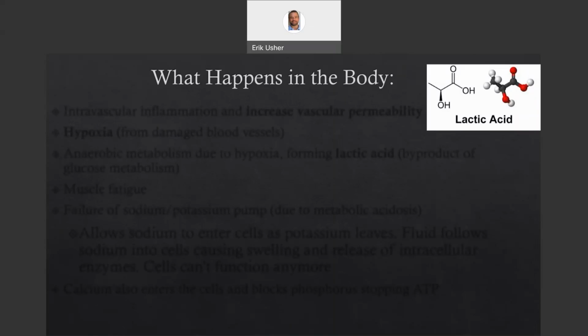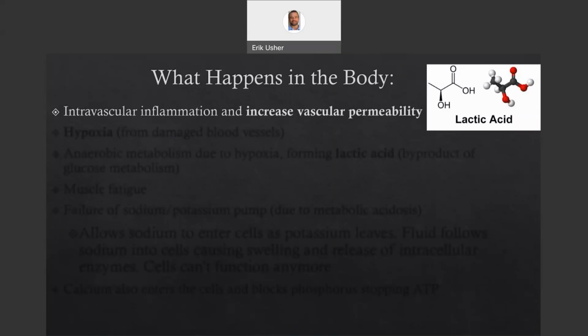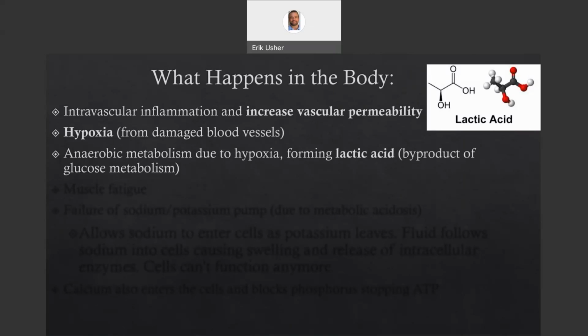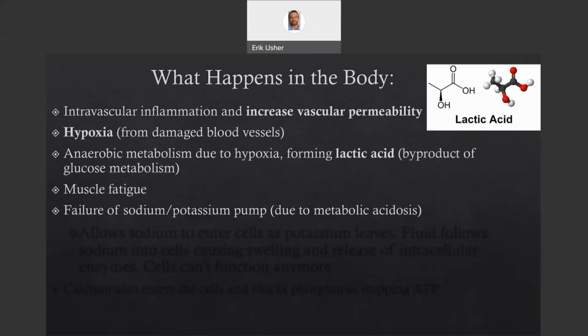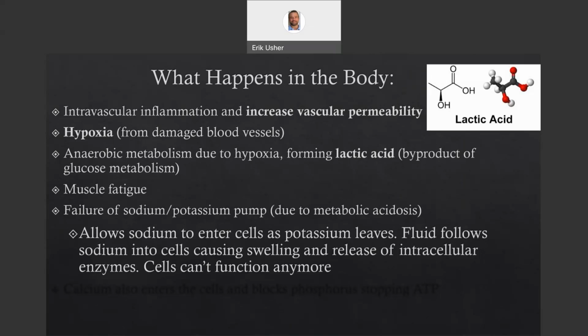So what actually happens in the body? Well, you get this intravascular inflammation and that increased vascular permeability that we spoke about so many times. Hypoxia, it's from damaged blood vessels. You get anaerobic metabolism due to hypoxia. So you form lactic acid, and it's a byproduct of that glucose metabolism. So we can measure that. That becomes very important later on. Muscle fatigue, and they get a failure of the sodium-potassium pump due to this metabolic acidosis. So it allows sodium to enter the cells as potassium leaves, and fluid follows sodium into the cells. So the cells swell, and you get this release of intracellular enzymes, and the cells can't function anymore. So it's a breakdown at a cellular level.